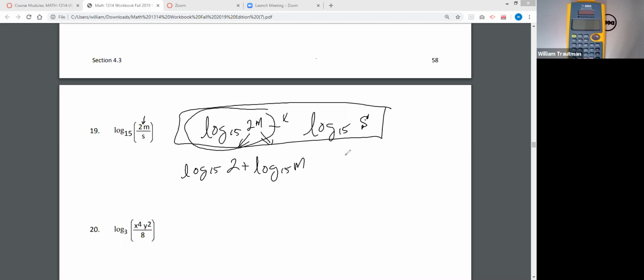And then we still have a subtraction, log 15 of s. I'm going to leave it like this. Normally, since this is separate, I would put that in parentheses because the whole thing is subtracted by this. So this is how I would leave it. I think either expression is fine, with the parentheses or without the parentheses. But I like the parentheses there, but mathematically, it's not required.